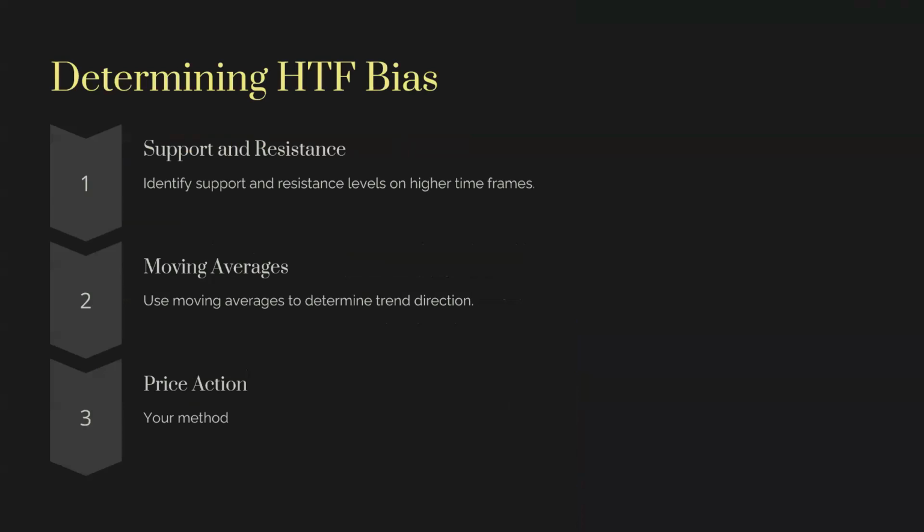Higher time frame bias can be identified using the support and resistance method. Some people use the price action method, and my method is price action. I don't use the moving average method or the support resistance method. You can use whatever you want, but take trades only in the direction of the higher time frame bias. That is the best solution.